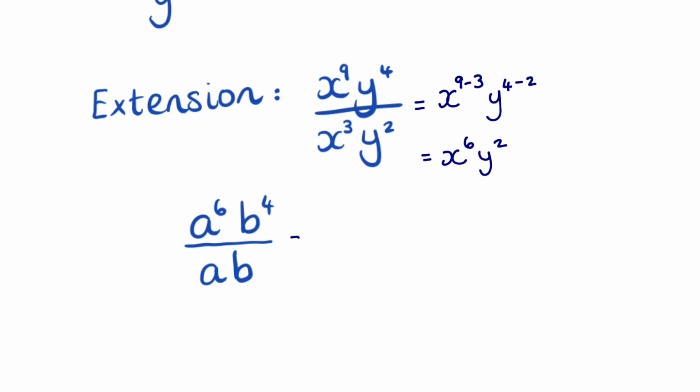Okay, and then this last one, a to the 6 b to the 4 over ab. Remember, a and b both have power 1 there, we can't ignore that. So we've got a to the 6 minus 1 and b to the 4 minus 1. So we've got a to the power 5, b to the power 3, or b cubed.